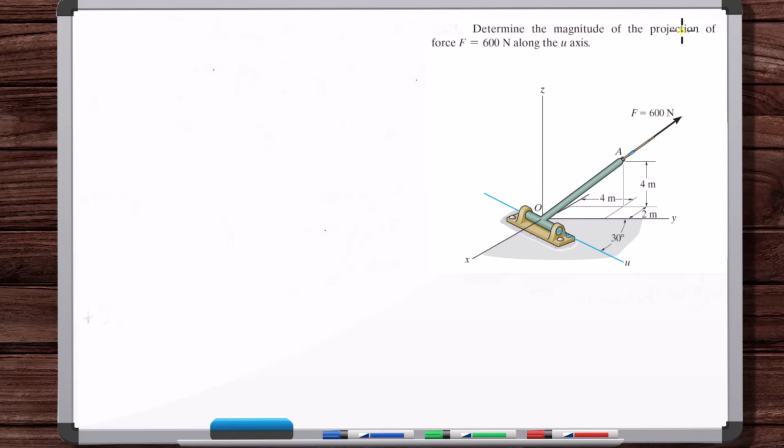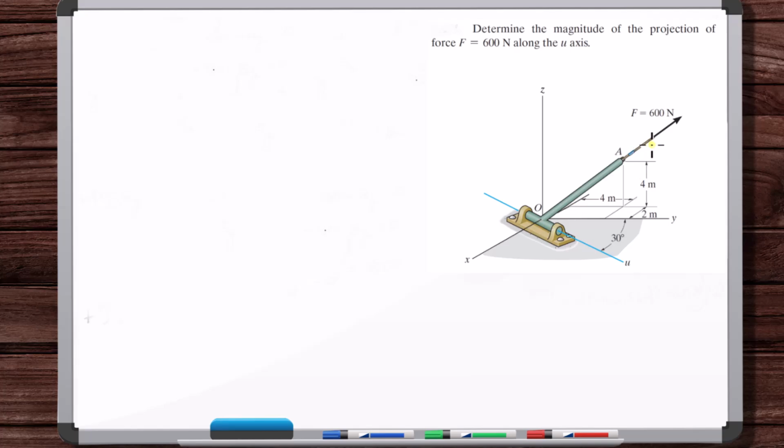Determine the magnitude of the projection of force F along the u-axis. So here's force F, and we want the projection of that force along the u-axis. And all we need is the magnitude of the projection. They don't want the vector, just the magnitude. So how do we do that?